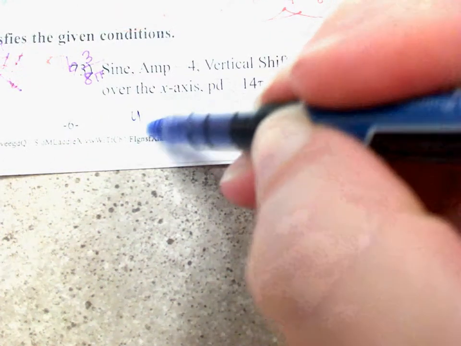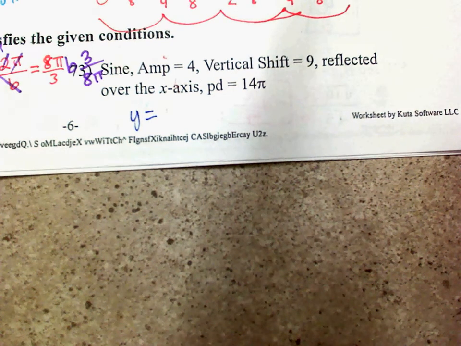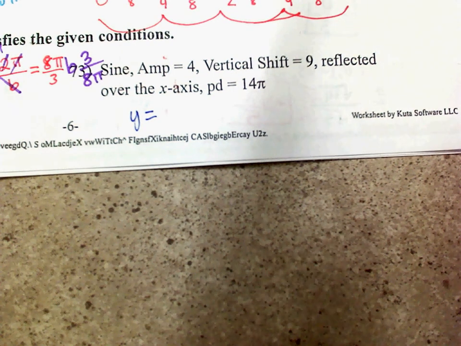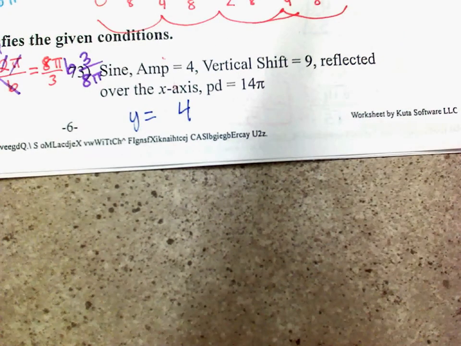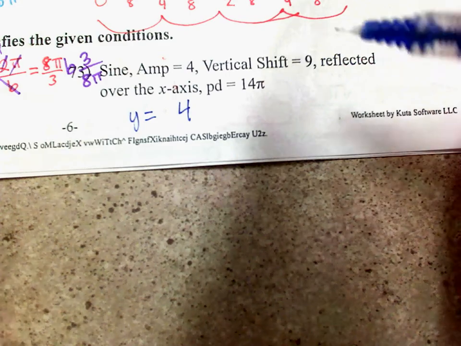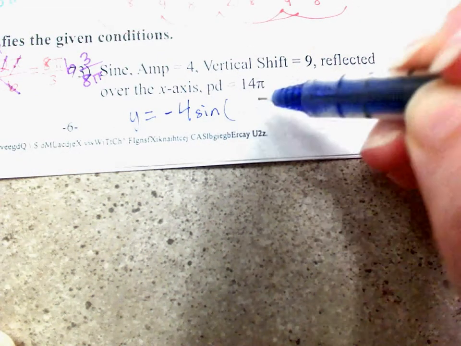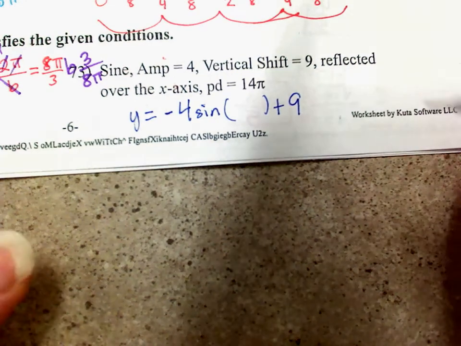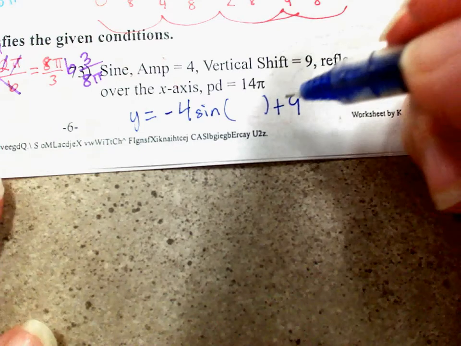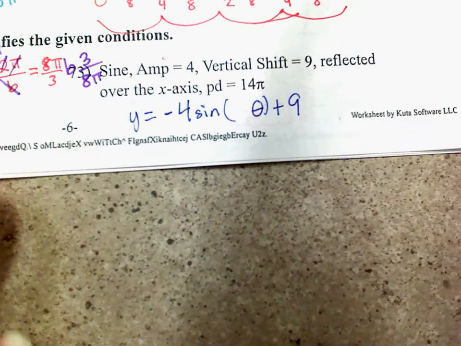So, Wade, you're wrong. Y equals. What is your amplitude? -4. Okay, your amplitude is just 4, but why did you say negative? Because it's reflected on the x-axis. Reflected over the x means there's a negative. It's a sine wave. Is there a vertical shift? Yes. Up, so +9. What has to go in there every time? Something in x. Okay, could it be theta? Sure. As long as you have a variable in there, right?